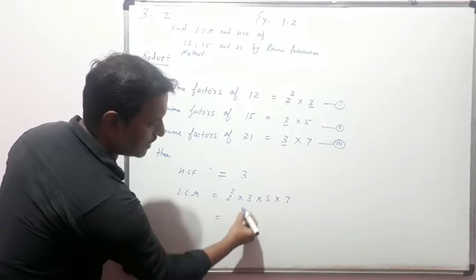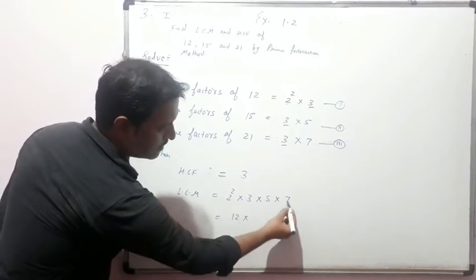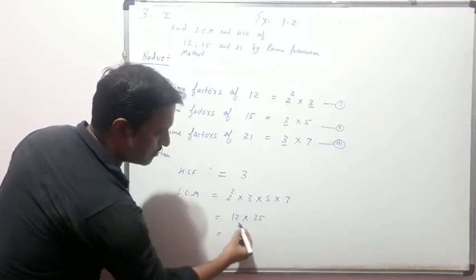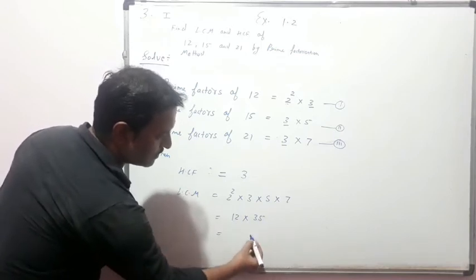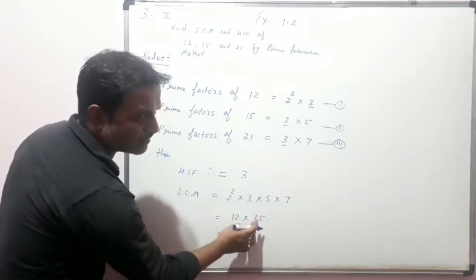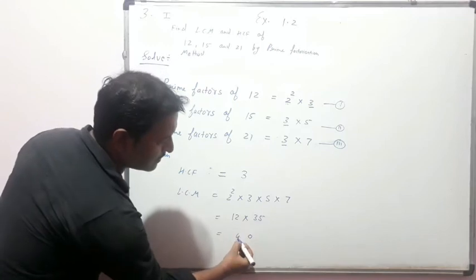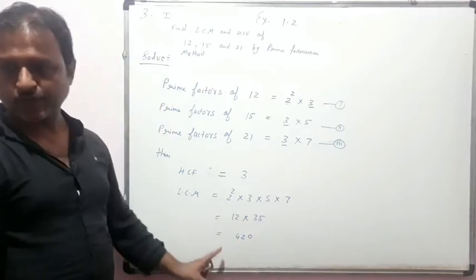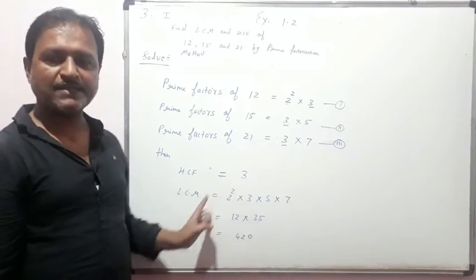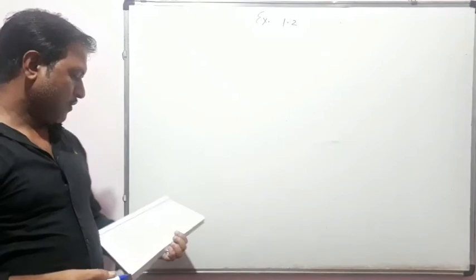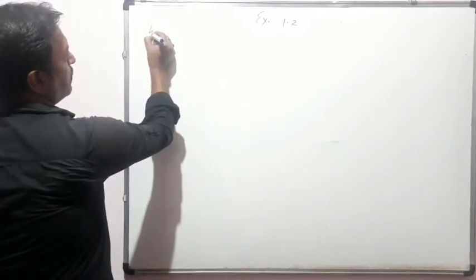So what is it? 4 threes are 12, 7 fives are 35, 12 fives are 60, 12 threes are 36, 36 and 6 is 42. So 420 will be the LCM of this. So HCF is 3 and LCM is 420. Clear? This is your answer. Now we see question number 4.